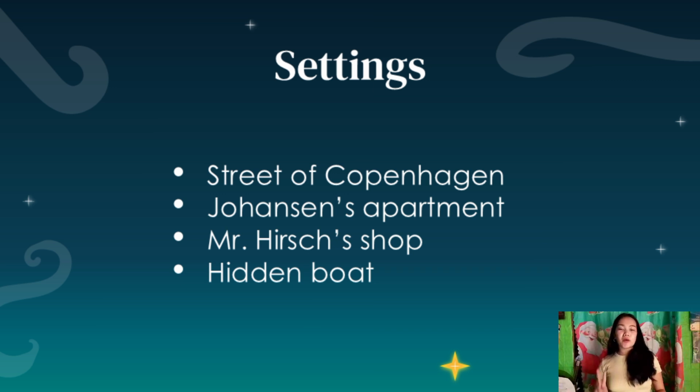Second is Johansen's apartment. Anne-Marie's family lives in a small apartment in Copenhagen. This is a safe and familiar place where Anne-Marie feels at ease. Third is Mrs. Hirsch's shop. Mrs. Hirsch owns a small shop in Copenhagen that sells button supplies. When Anne-Marie and her friend Ellen go to the shop, they learn that it is closed. It's because Mrs. Hirsch, a Jewish shop owner, was forced to close her business under Nazi orders. And lastly, the Hidden Boat.